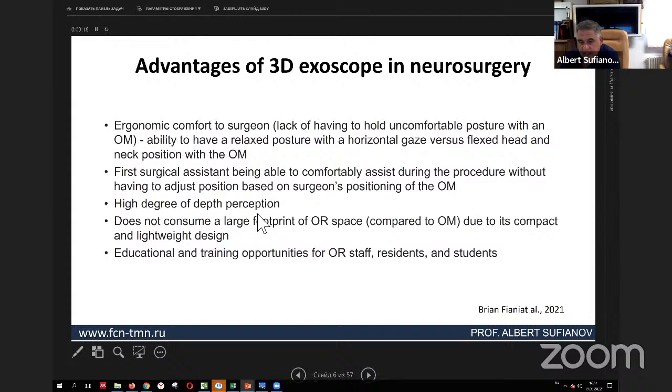High degree of depth perception. It doesn't consume a large footprint in the operating room compared to the microscope. And in our opinion it is also very useful for educational and training opportunities for the operating staff, residents and students.